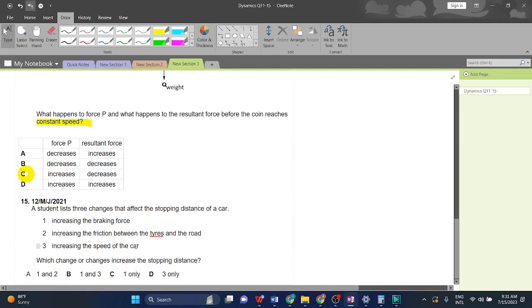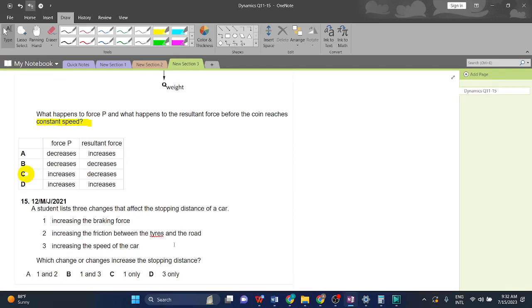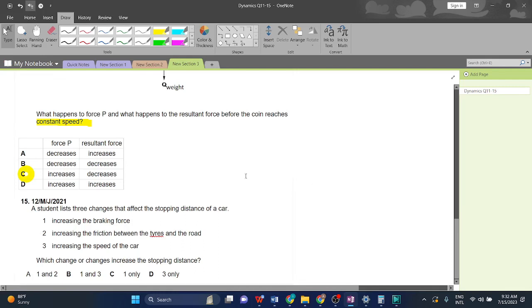Three. Increasing the speed of the car. Yes, it will increase the stopping distance because it will take a larger amount of time to stop a car that is moving at 120 kilometers an hour than a car which is moving at 60 kilometers an hour. So, 3 is the right answer, B is the right answer.